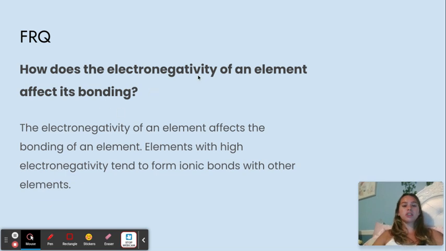So how does the electronegativity of an element affect its bonding? It affects the bonding of an element because elements with higher electronegativity tend to form ionic bonds with other elements.